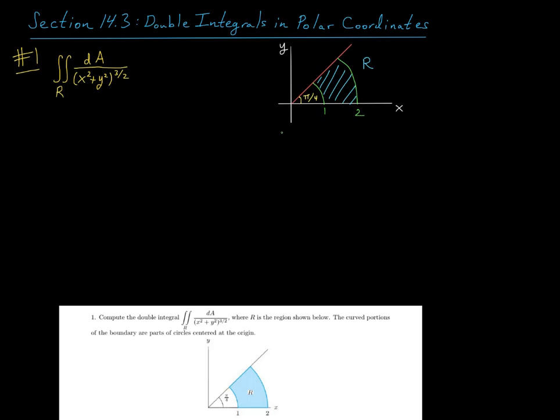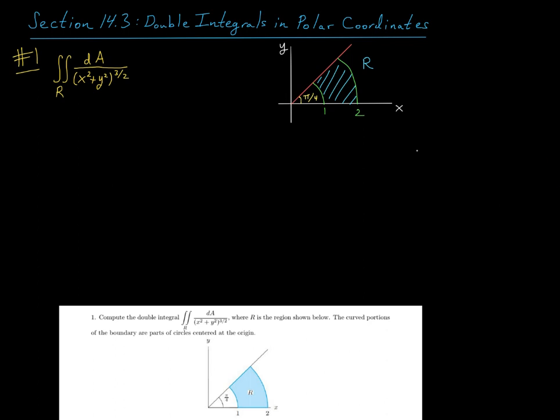All right, here we're going to look at problem number 1 on the 14.3 worksheet that says to compute the double integral of the function 1 over the quantity x squared plus y squared to the 3/2 power, where R is the region shown below. The curved portions of the boundary are parts of circles centered at the origin. Okay, so this region R is one of these polar rectangles that we defined in the last video.